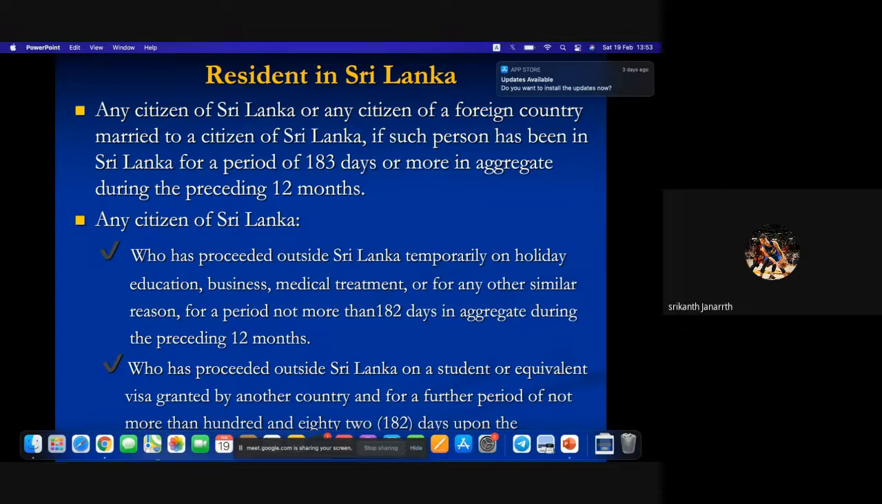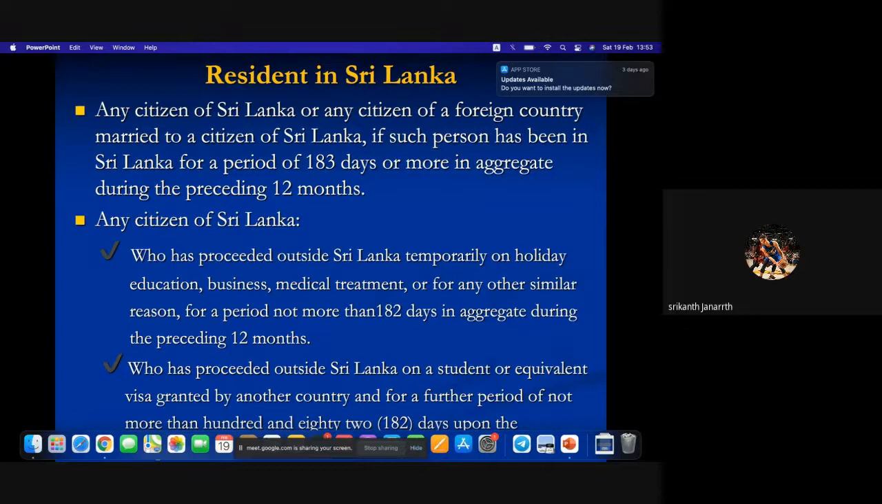So remember, if a Sri Lankan goes for a trip to Dubai and comes back, while he is in Dubai, how do you treat him? He is a resident. He is holding a Sri Lankan passport. He will come back to Sri Lanka within 182 days. So very precise, very clear. We know who is resident now, right?